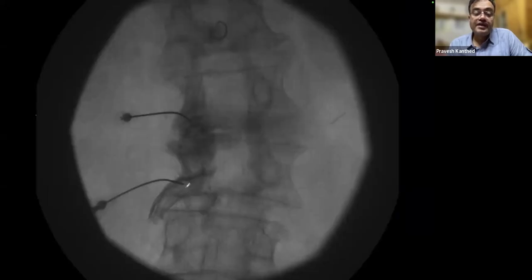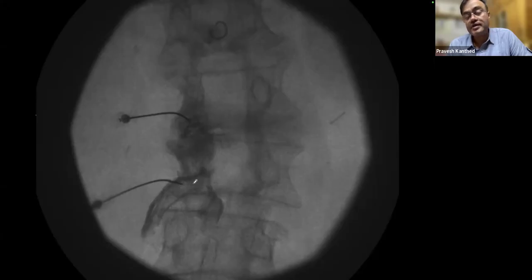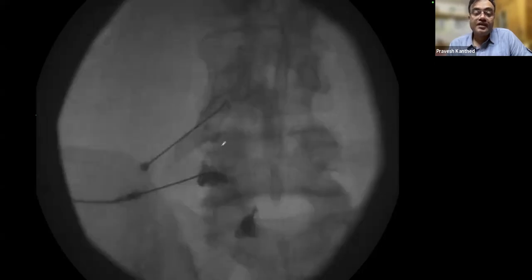So this is a level below I did over here. So now you can see, again, this is a filling defect. So this is the filling defect that I was talking about. So dye spread going from here and coming down from the traversing nerve root here, but it is not going into the scarred tissue. Now again, if you see here, this is again intra-articular the facet joint spread over here.